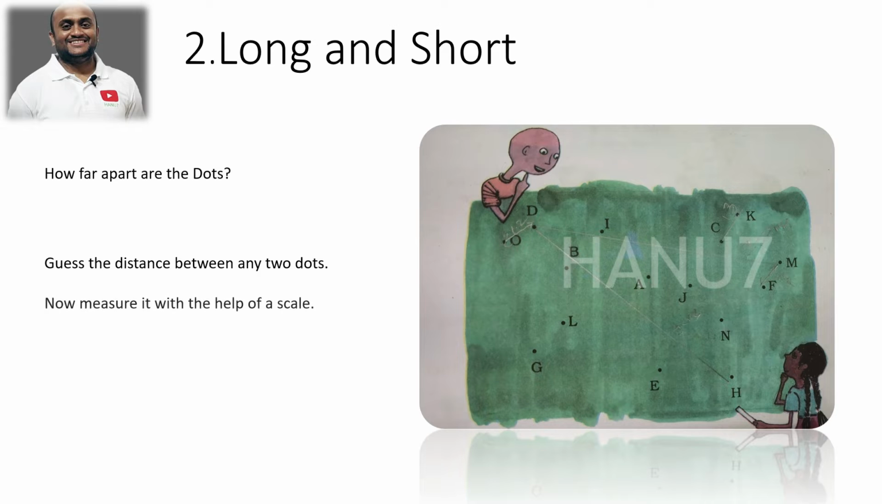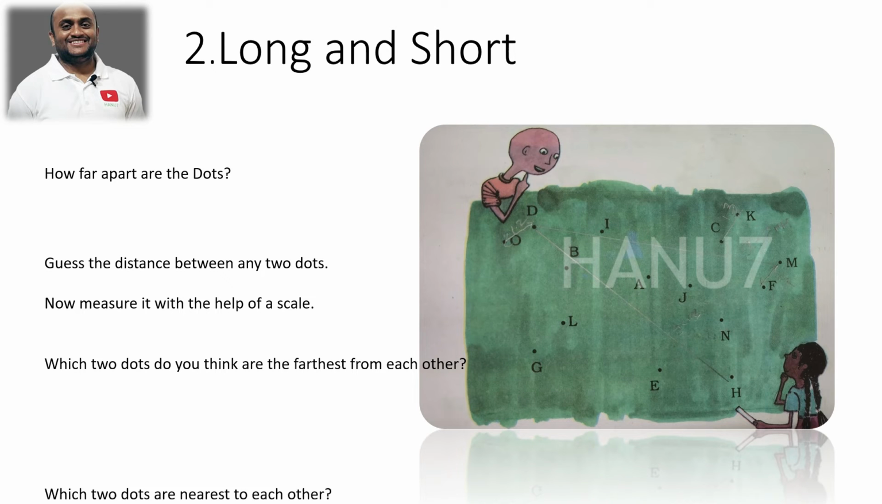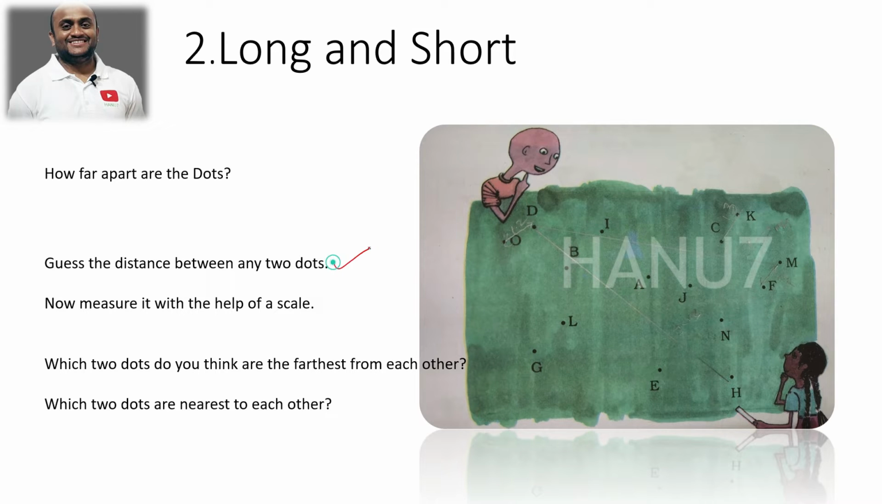Then the next step is that after guessing, you have to measure it. Which two dots are farthest from each other and which two dots are nearest to each other? The first task is to guess the distance between two dots and then measure it. Then you have to say which two dots are farthest and which two dots are nearest.